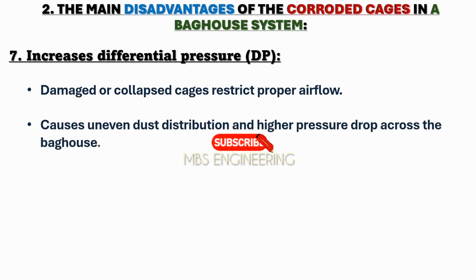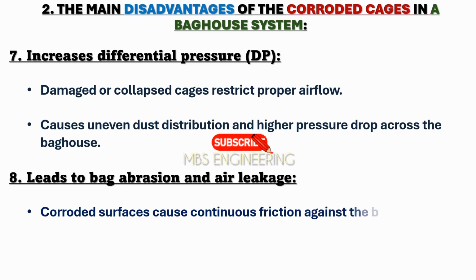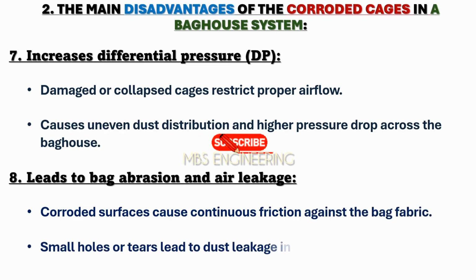The eighth disadvantage is bag abrasion and air leakage. Corroded surfaces cause continuous friction against the bag fabric. Small holes or tears lead to dust leakage into the clean air side.